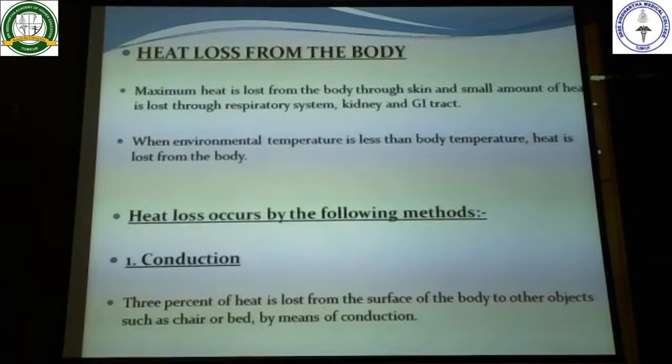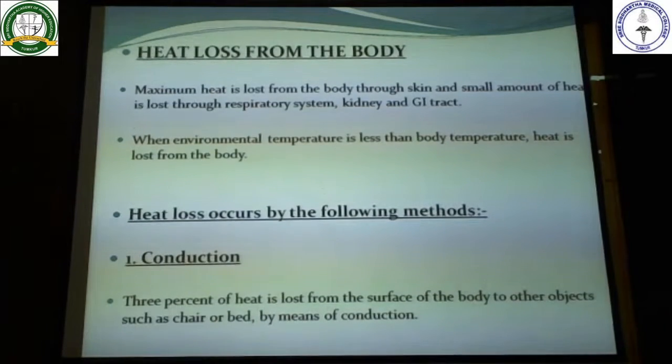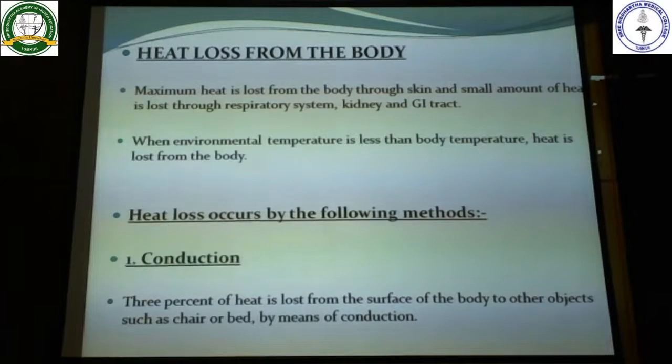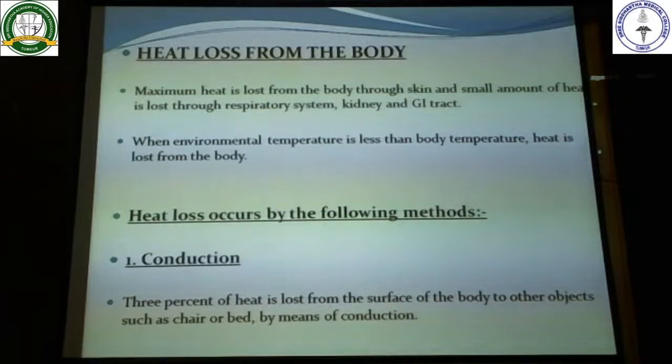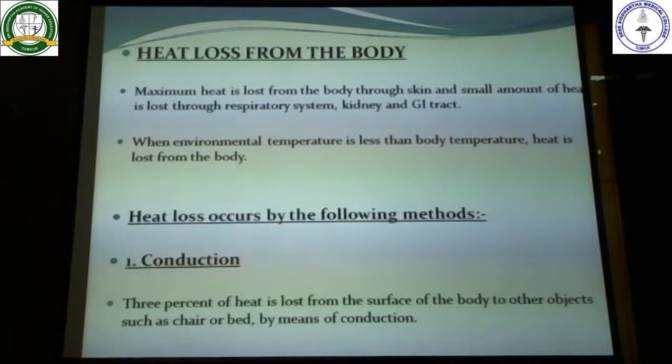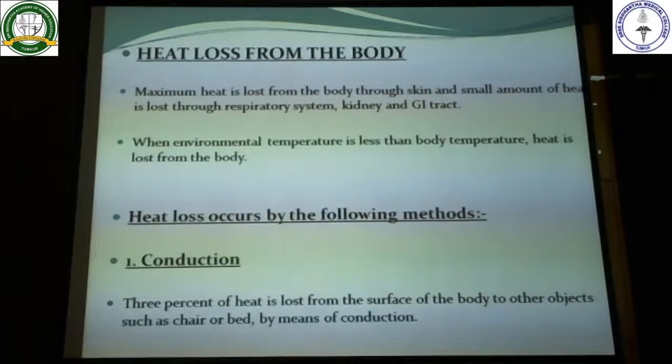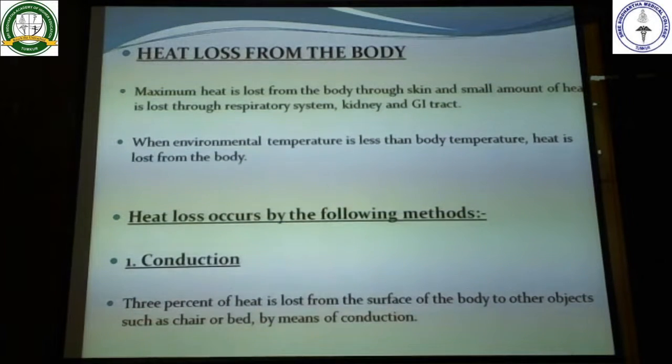So this is about heat production. Next, how is heat loss occurring from the body, right? Here the maximum heat of the body is lost majorly through the skin itself.